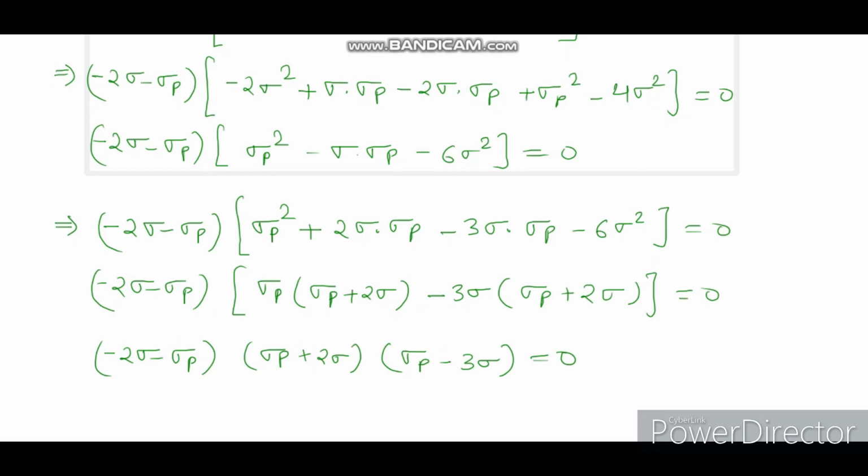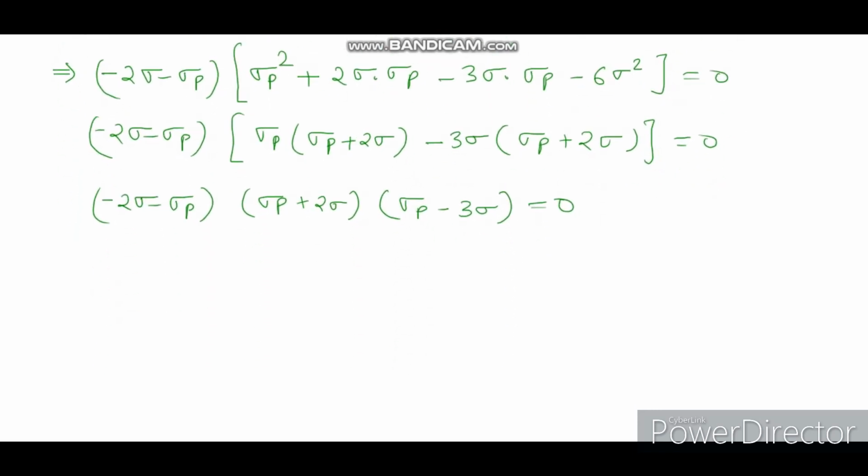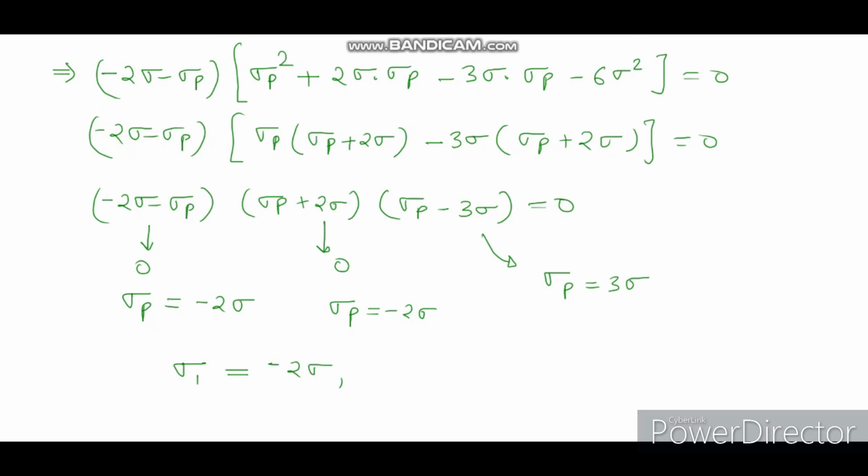So there are 3 solutions of this equation. One is by taking this equal to 0, we get sigma p equals to minus 2 sigma. Again when this is equal to 0, this gives sigma p equals to minus 2 sigma, and this gives sigma p equal to 3 sigma. So there are 3 principal stresses: sigma 1 equals to minus 2 sigma, sigma 2 is equal to minus 2 sigma, and sigma 3 is equal to 3 sigma. These are the principal stresses.